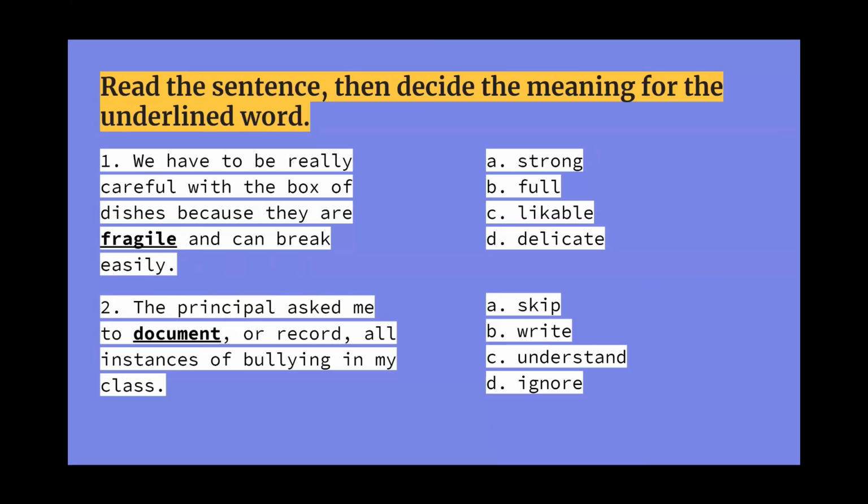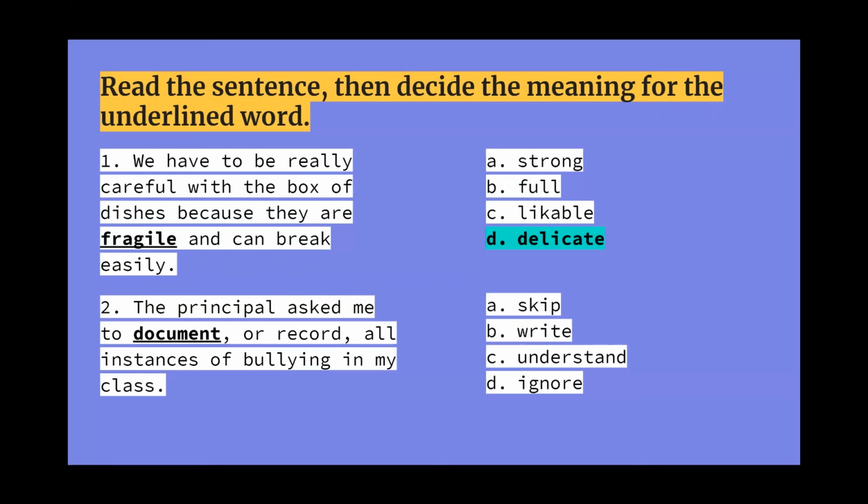All right, so let's check our answers. Our first sentence: we have to be really careful with the box of dishes because they are fragile and can break easily. I have the answer of D, delicate. Because it says they are fragile and can break easily, that's the same thing as something being delicate.